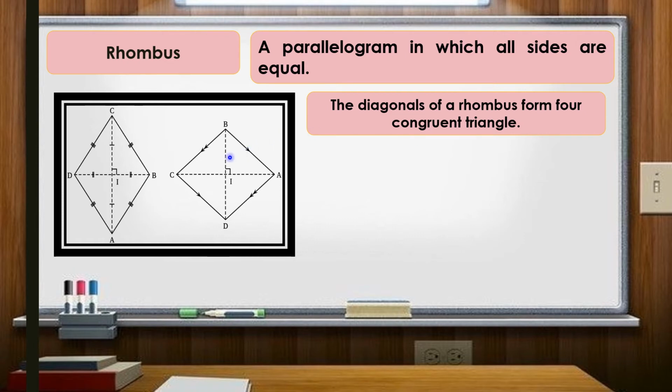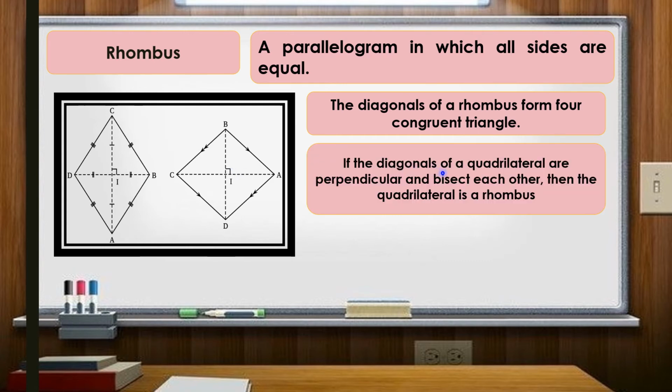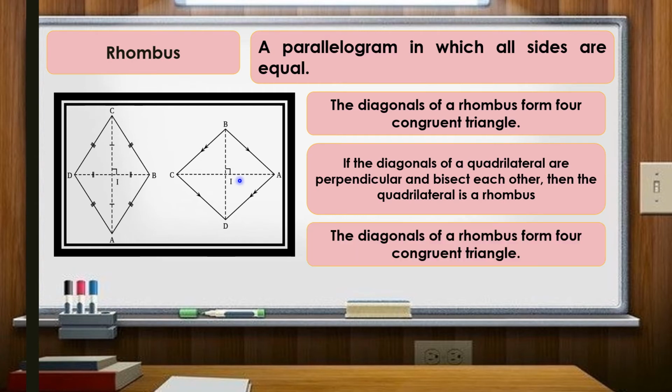Where are those triangles? First is triangle CBI. Next is triangle AIB or BAI. And then the next triangle is DIA or AID. And lastly is CID or DIC. So those are the four congruent triangles, or we can say those are right triangles because of the square corner, as you can see in this part. And if the diagonals of a quadrilateral are perpendicular and bisect each other, then the quadrilateral is a rhombus. Okay, so those are the properties of a rhombus.